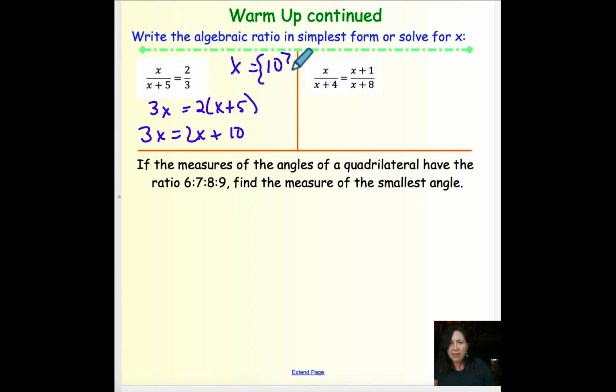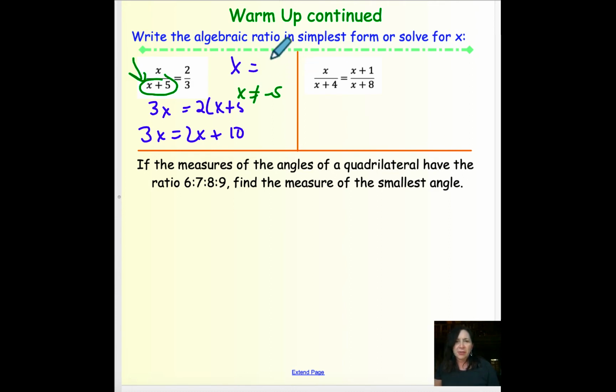Now, remember, I'm solving this, so my answer should be in a solution set. Additionally, last week, we also talked about restrictions on what the values of my denominator would not be able to equal. So, for example, what value would this not be able to equal? We know that x cannot equal -5, because if it did, then that would make that denominator equal to 0, and you can't have that denominator equal to 0, or you would have an undefined equation.